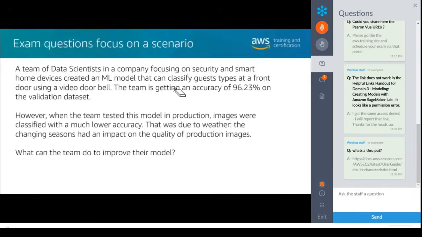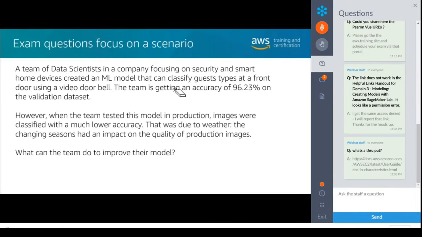All right, let's go through a few questions really quickly, and then we'll take a break for a quiz, another quiz coming up. So a team of data scientists in a company focusing on security and smart home devices created an ML model to classify guest types at front door using video doorbell.